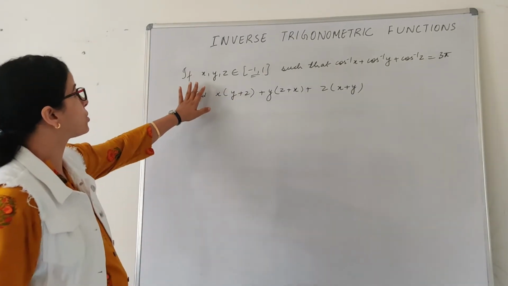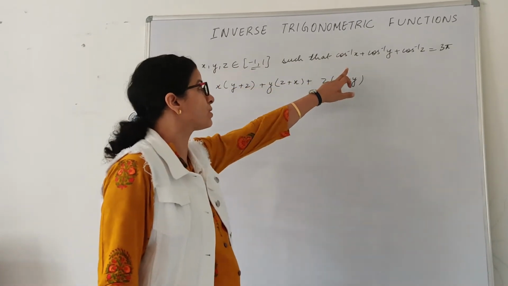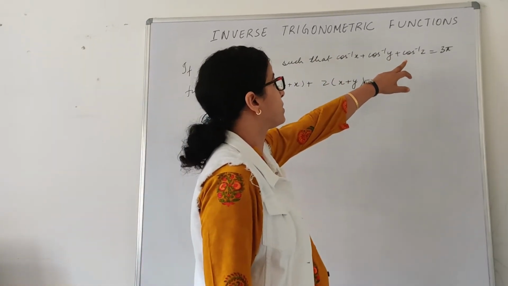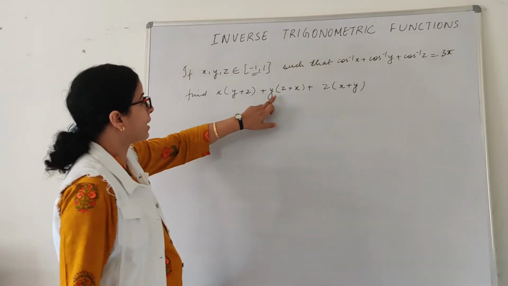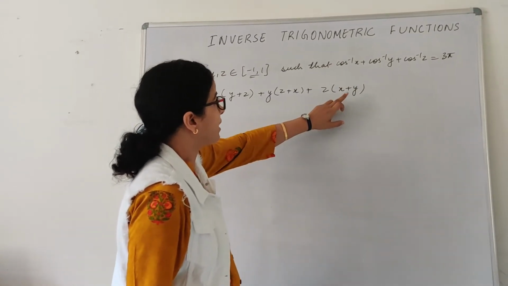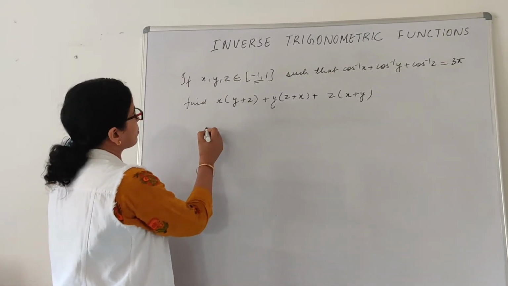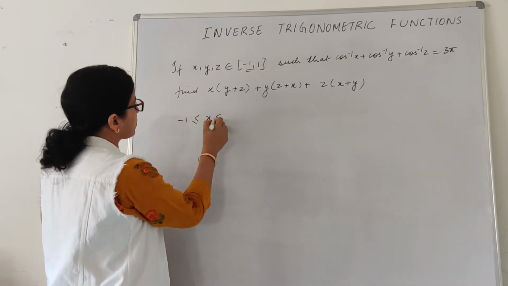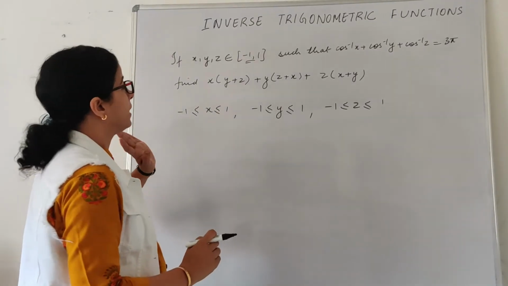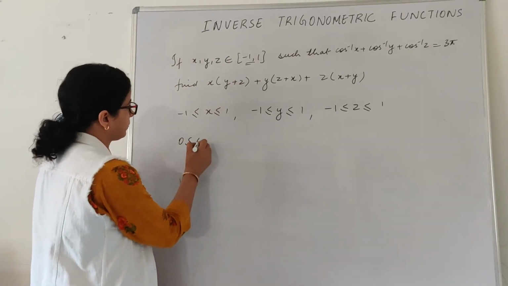Now check this question. Again, if x, y, z belong to minus 1 and 1 such that cos inverse x plus cos inverse y plus cos inverse z is equal to 3 pi, find xy plus z, yz plus x and zx plus y, right? Now check it again, the same way we are going to solve it. So x lies between minus 1 and 1. Okay, so the inverse will lie between 0 and pi.